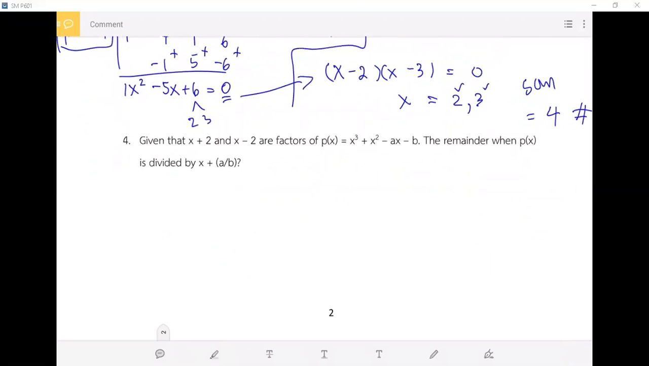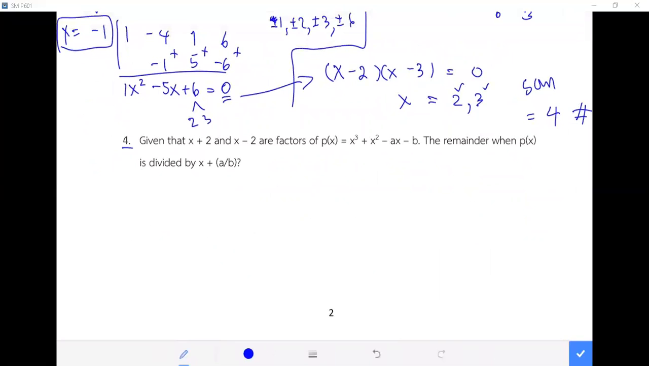Number 4, okay, let's do number 4. If x plus 2 and x minus 2 are factors of p of x, find the remainder when p of x is divided by x plus a over b. So do the same thing. Let this one equal to 0, and let this one equal to 0. When this is equal to 0, you have x equals negative 2, and you have x equals 2. Then you go.